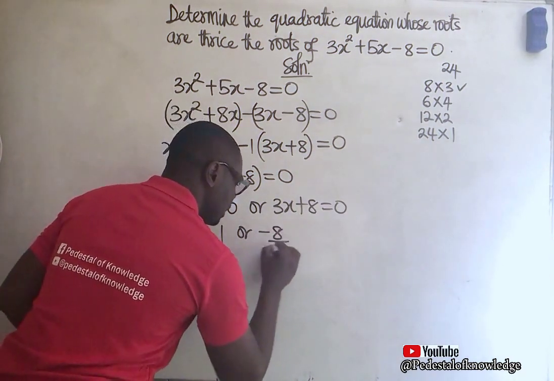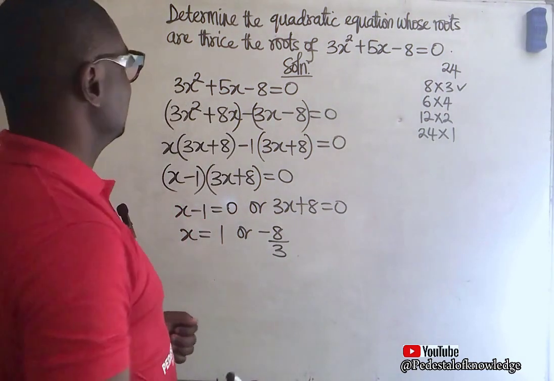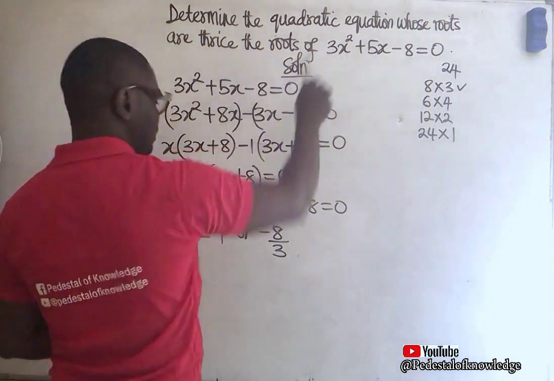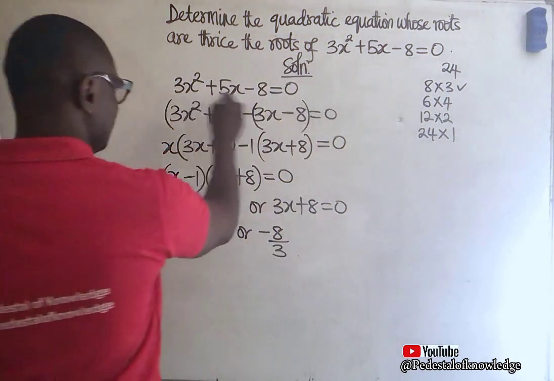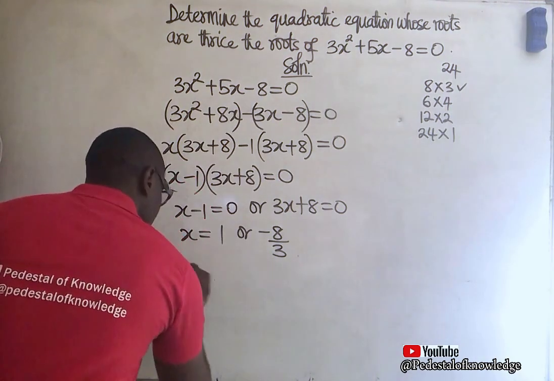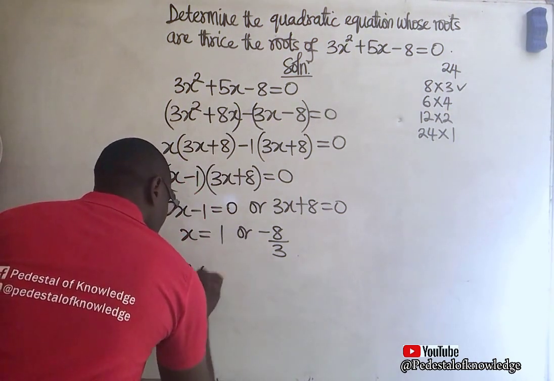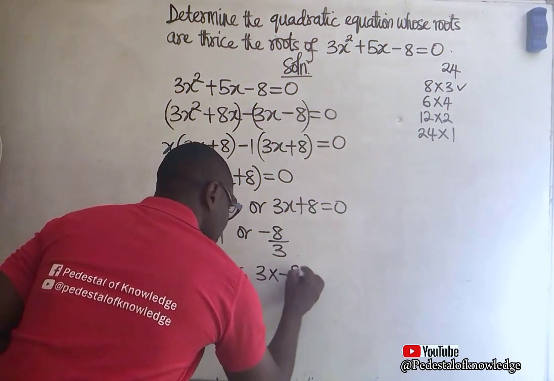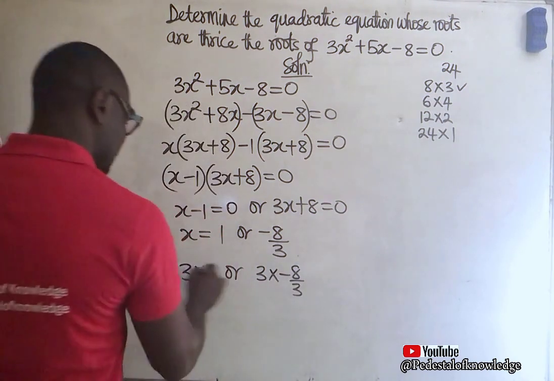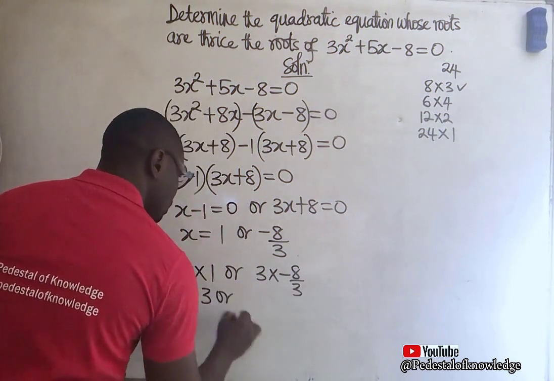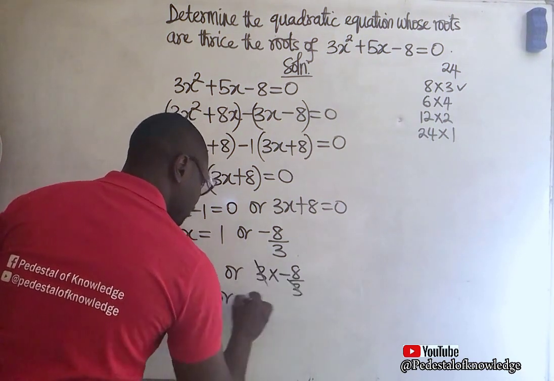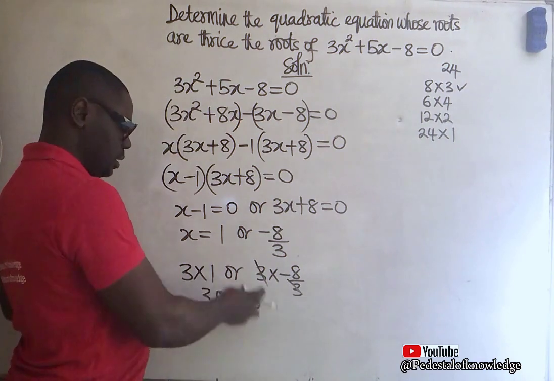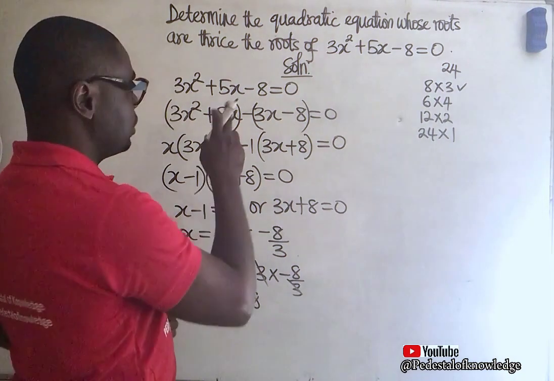Minus 8 over 3. But remember, the question says whose roots are thrice, that is 3 times the roots of this. So 3 times the roots of this equation is now 3 multiplied by 1, or 3 multiplied by minus 8 over 3. And 3 times 1 will give us 3. Or this 3 will cancel this 3. We are left with minus 8. Now, these are the roots of that very quadratic equation.